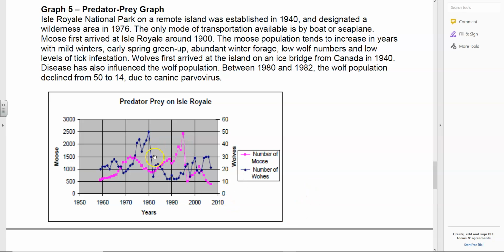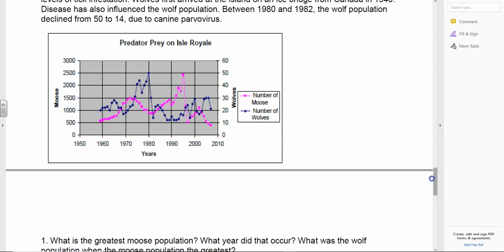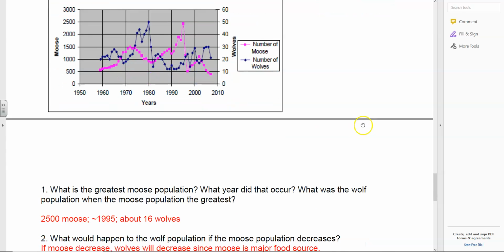Right. So predator-prey graphs will give us a pattern or a connection between what's being eaten and what's doing the eating. So the predators and the prey. And then, like I said, this right here, if I was an ecologist and I saw this graph, I'd say, wow, what happened in 1980? I'm going to do more research, right? And that can help us learn new things.